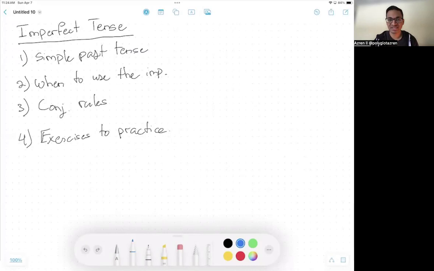The simple past tense is a past tense we use to describe things that happened essentially once. It happened one time. So if I woke up at 9 a.m. today, I woke up once. I didn't wake up repeatedly or multiple times. Or if I went to France in 2019, I went once in 2019. I have a whole video on this, but basically it's for completed actions.